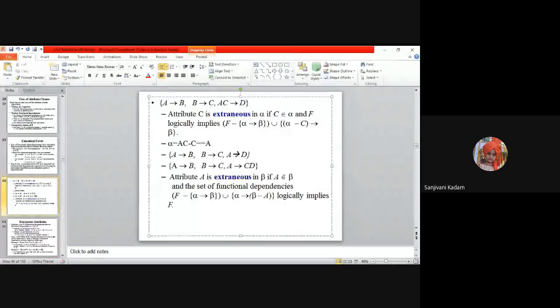So here, instead of A, we are having the C attribute. Let us check whether attribute C is extraneous. So attribute C is extraneous in beta. This is my beta and this is my alpha. That C belongs to the beta and the set of functional dependencies F. From the F we removed this and added one more functional dependency after removal of C from the beta. So this means that we are going to have this as functional dependency.